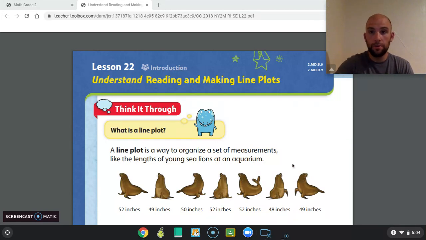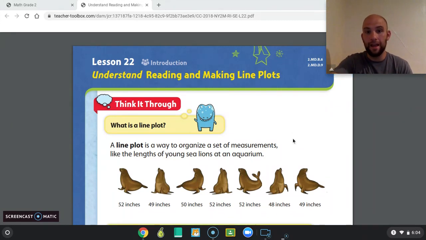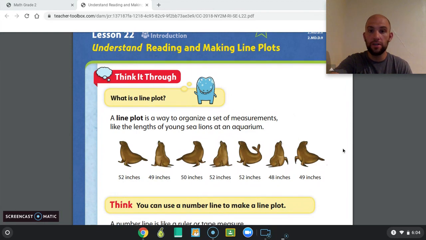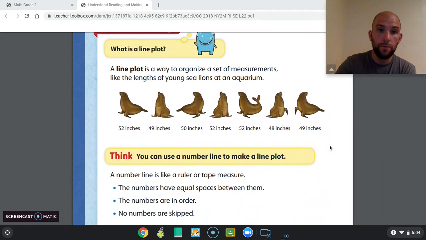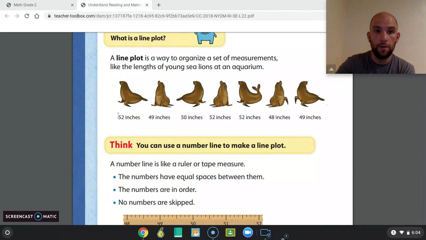So starting with first things first, what is a line plot? Our page here tells us a line plot is a way to organize a set of measurements, like the length of young sea lions at the aquarium. So we're going to look at our data here. We have all of these different lengths of the sea lions at the aquarium in inches.